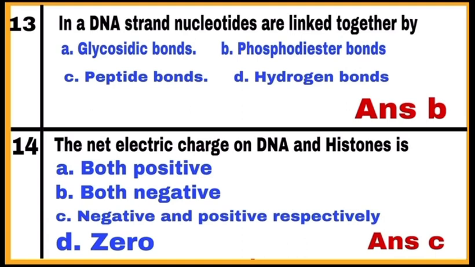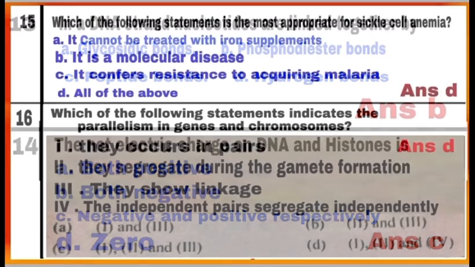Question 14. The net electric charge on DNA and histones is: DNA has net negative charge and histones have net positive charge on it. So here mark C as a correct answer, negative and positive respectively.